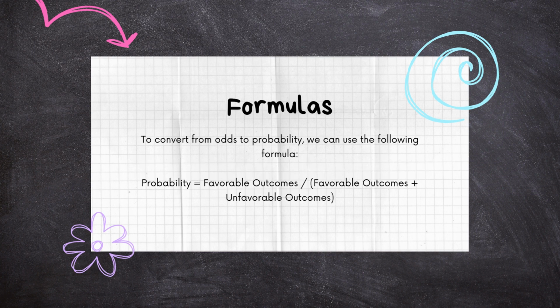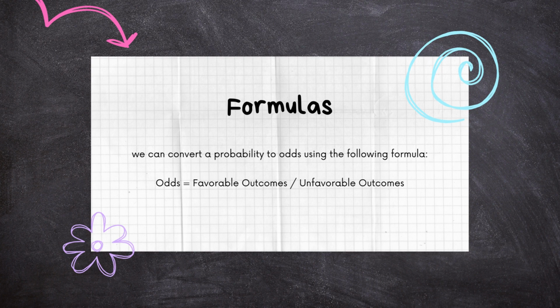To convert from odds to probability, we can use the following formula. Here, this is the given formula. Probability equals favorable outcomes over parentheses favorable outcomes plus unfavorable outcomes. For example, if you have a bag of 5 red marbles and 3 blue marbles, the odds of selecting a red marble are 5 to 3, or simply 5/3. To convert this to a probability, we use the formula given here to get a probability of 5/8 or 0.625.